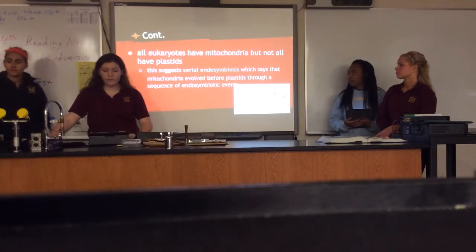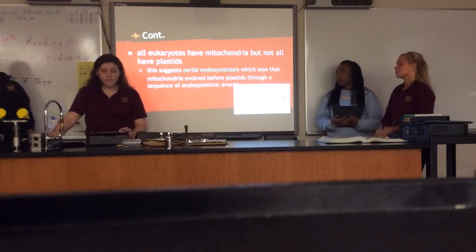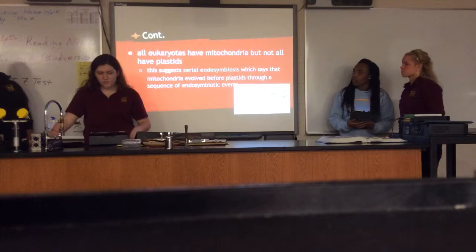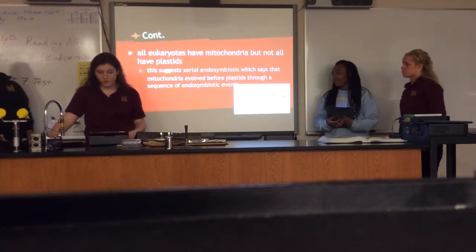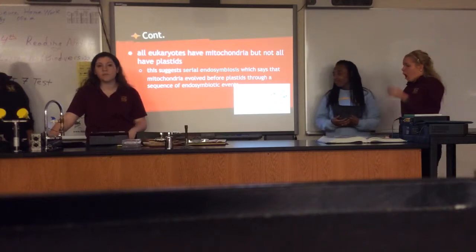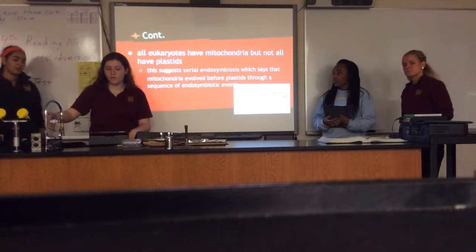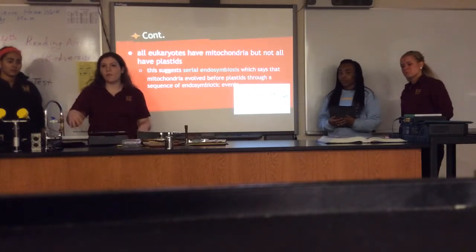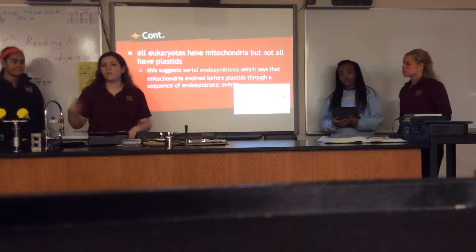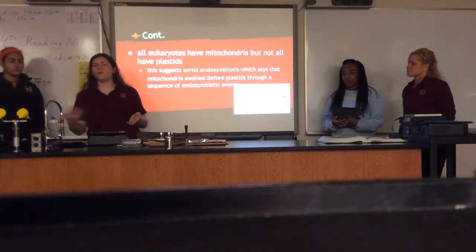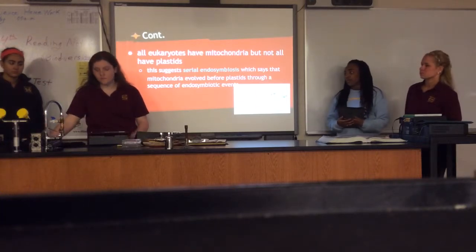So all eukaryotes have mitochondria, but not all of them have plastids, and this suggests serial endosymbiosis, which says that the mitochondria evolved first before the plastids through a sequence of endosymbiosis events. So the first endosymbiosis occurred with the mitochondria, and then later, as eukaryotes kept developing, plastids went through endosymbiosis again, and that's how they got incorporated into some eukaryotic cells.